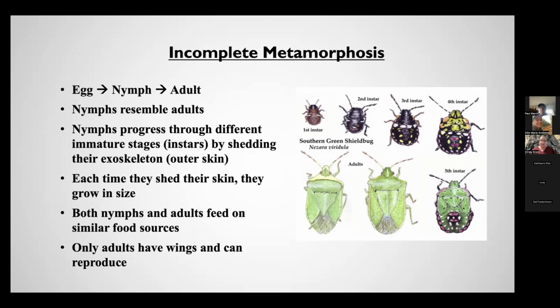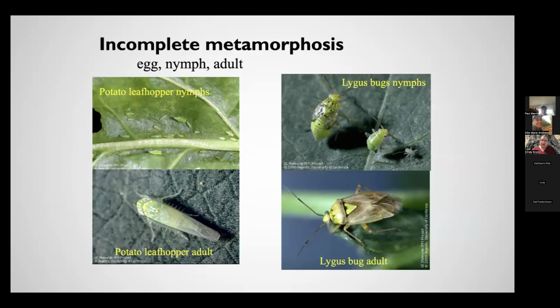Both nymphs and adults will feed on similar food sources, so you can easily see them side by side on the same plant. They have the same mouth parts, so they will cause the same type of damage. Only adults have wings and they can reproduce. When they have wings, they can disperse, they can fly away. The immature stages, because they don't have wings, can't fly away. They can disperse by walking, but usually cannot go long distances. So this is what we're looking at when we're saying incomplete metamorphosis.